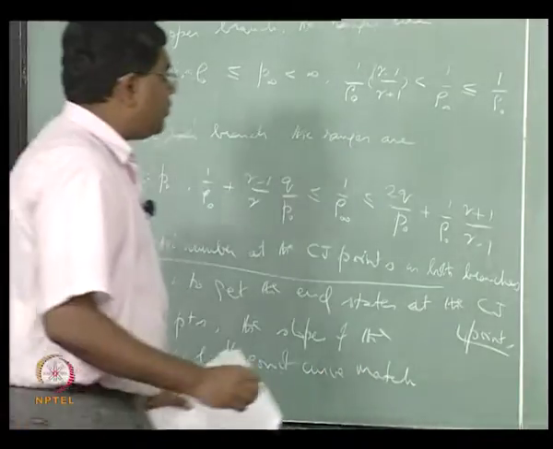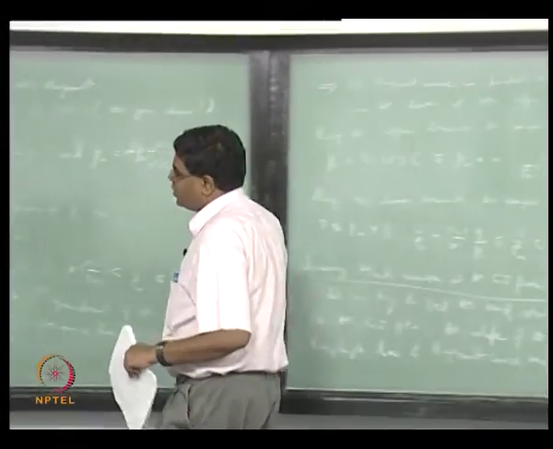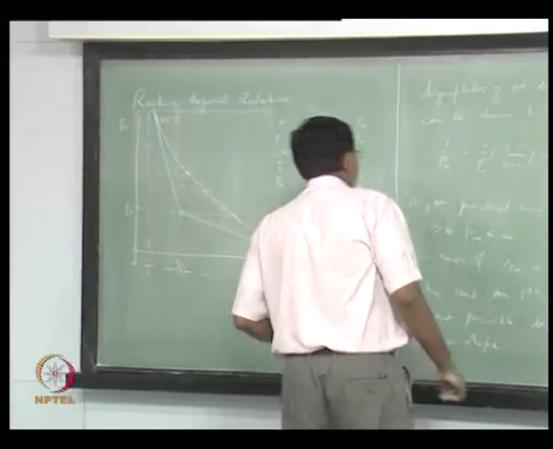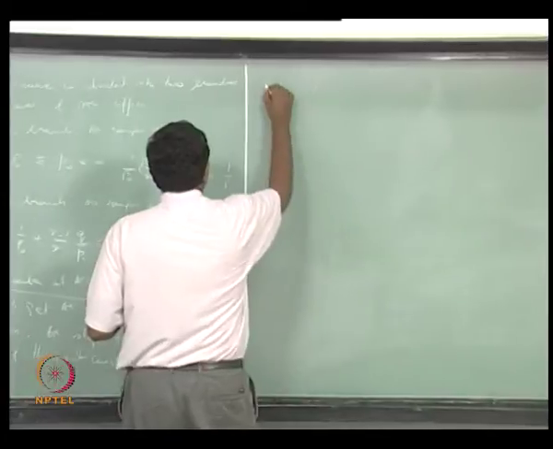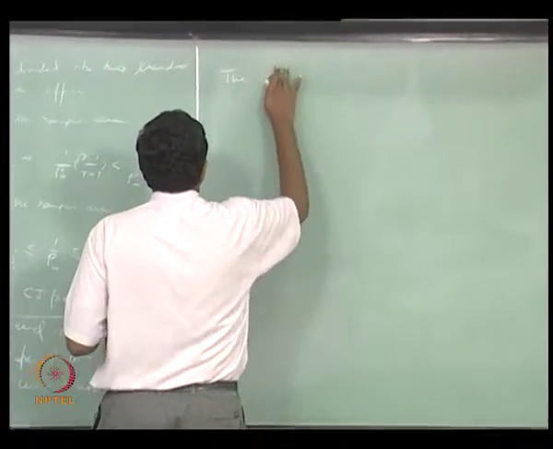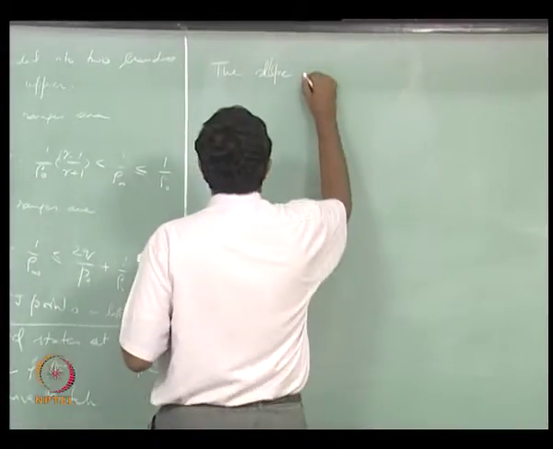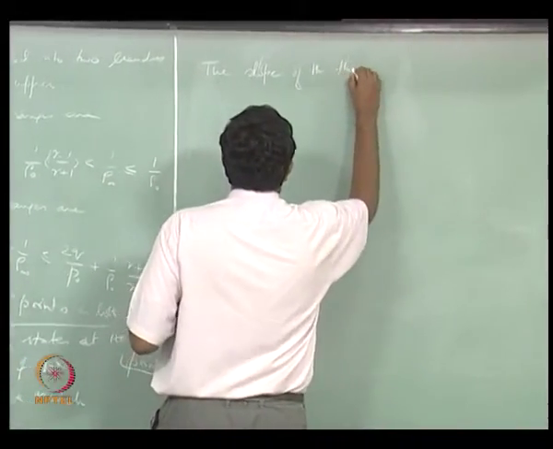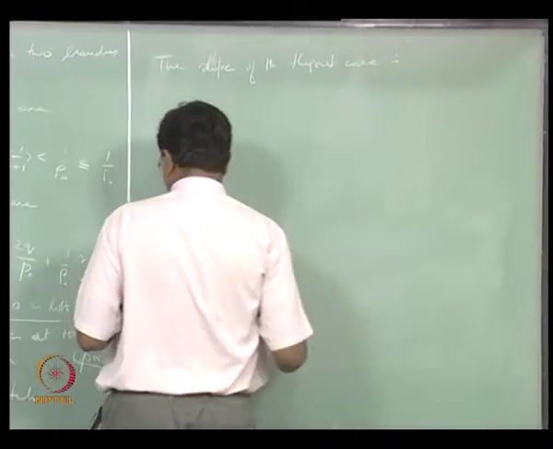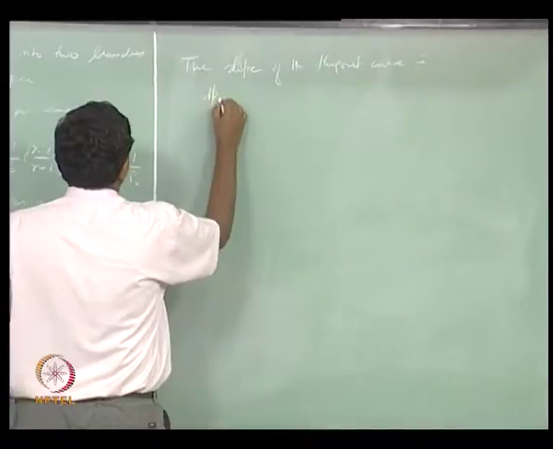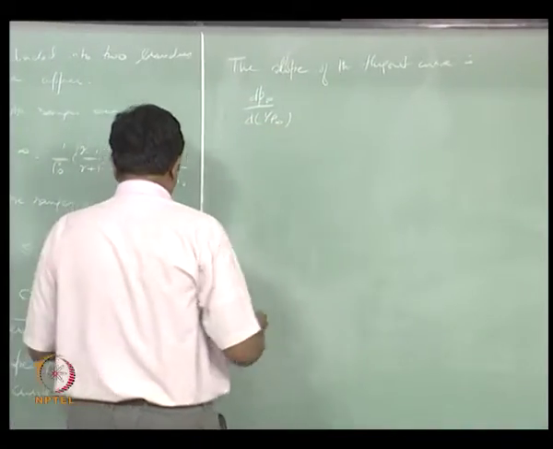So that means we have to first of all find out what is the slope at any point on the Hugoniot curve and then match it to the slope of the Rayleigh line. So the slope of the Hugoniot curve is dp infinity over d(1 over rho infinity).